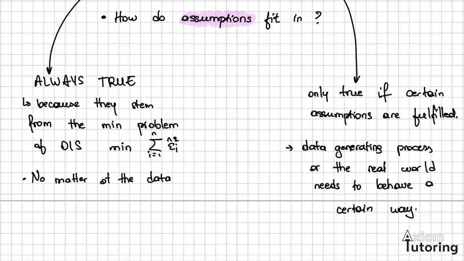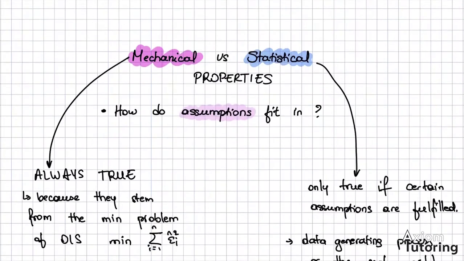In fact, we have now already talked about some sort of assumption, some sort of condition for these statistical properties to be fulfilled, which means that the only way assumptions fit into this big picture of mechanical versus statistical properties is through the statistical properties. These are indeed those assumptions, those conditions that make the statistical properties true.